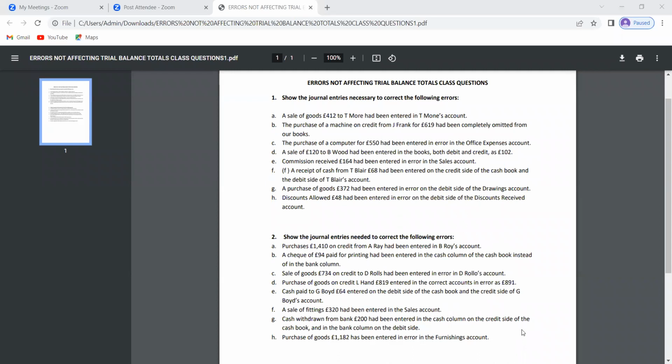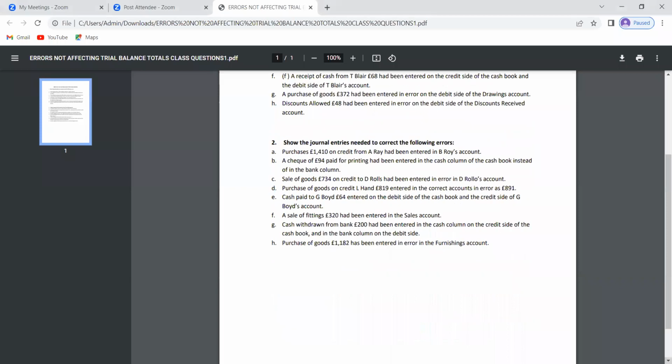So question number 2 is here. Sure, I have a question. Yes. So that is the end of question 1. Is there anything like balancing or something? No. We don't balance the general journal. Leave it at that point.